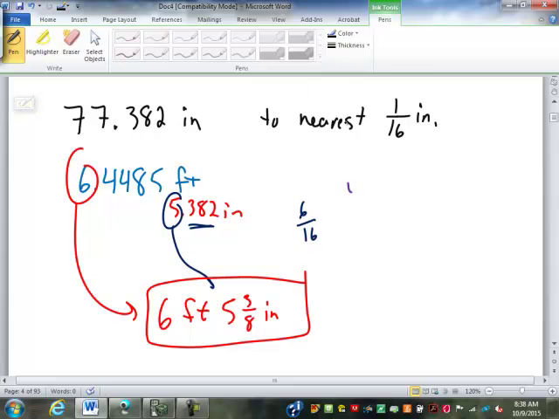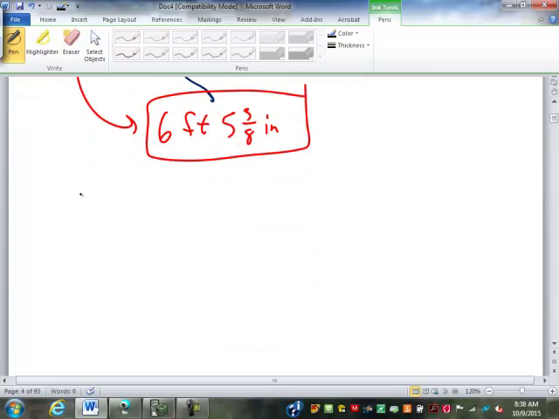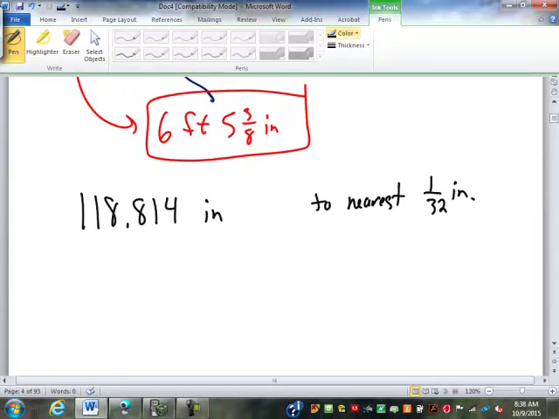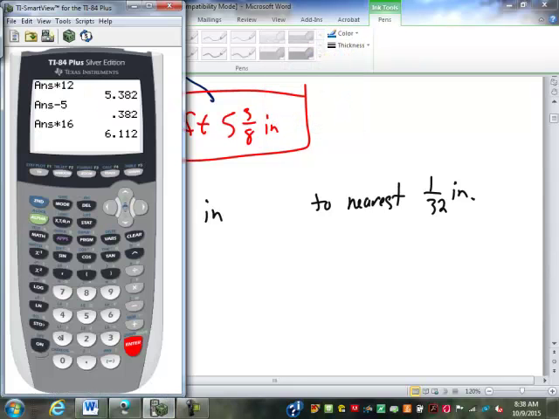Let's do another example. To the nearest 32nd of an inch, I'm going to take 118.814 inches. So again, we're going to put this in the calculator. We're going to keep it there. 118.814. We're going to turn it into feet, so we're going to divide by 12.